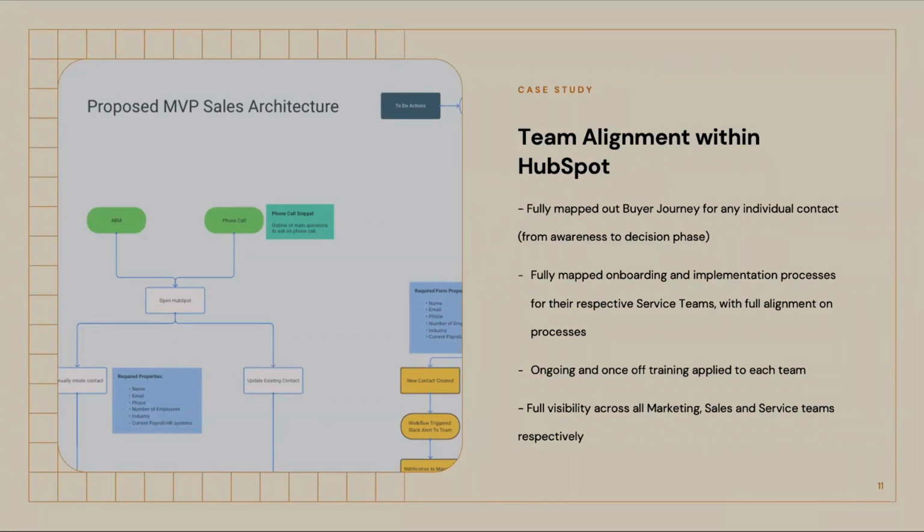So the actual service team knew how to deliver and onboard new customers as they came through. And then finally, ongoing and once-off training was applied to each team, so they were all completely familiar with the platform they were using, because if they're not using it properly, then it's not going to deliver the visibility that we want, which was the main thing: to get this overall visibility across the marketing, sales and service team respectively as one complete system.